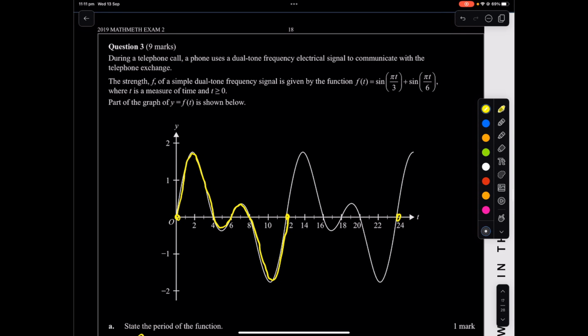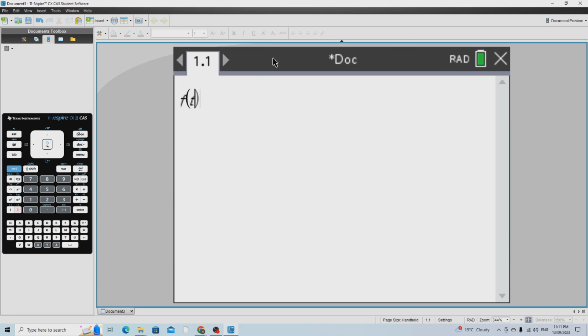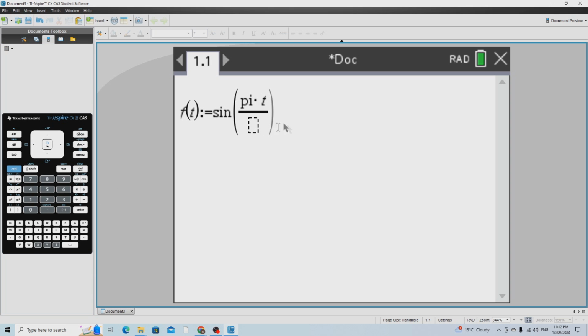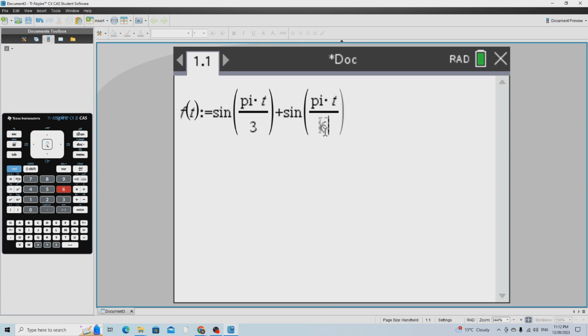State the values of t where f of t equals 0 for the interval this. Okay, let me actually define this function, and let's go and control n this. Now what's f of t? Given the sine of pi times t over 3 plus sine of pi times t over 6.